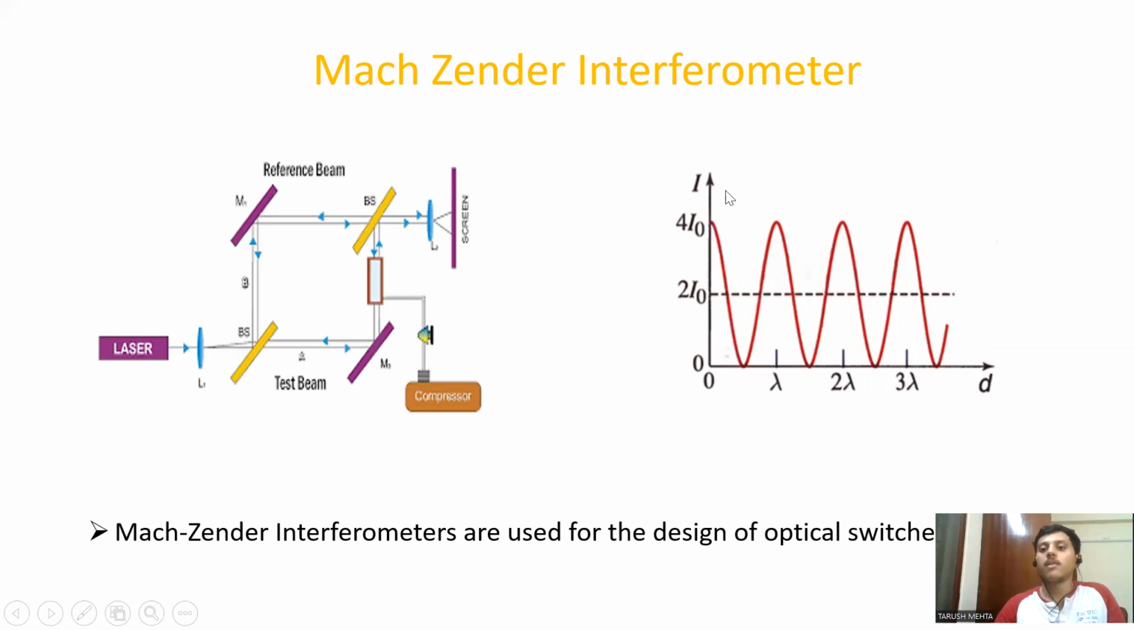Because of that phase difference, again we will see an intensity pattern versus D, something like this. By measuring the intensity at the output, we can say how much phase difference or phase change has taken place. And by measuring that phase change, we can find out the refractive index of this particular material. These Mach-Zehnder interferometers are also used for the design of optical switches and sensors.